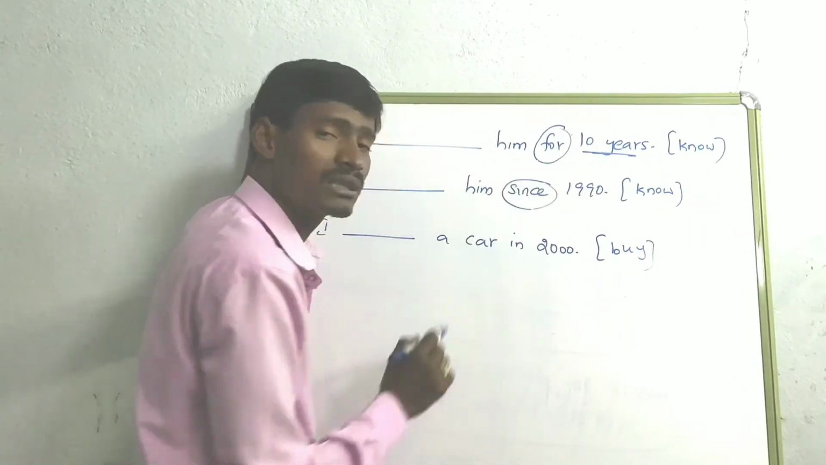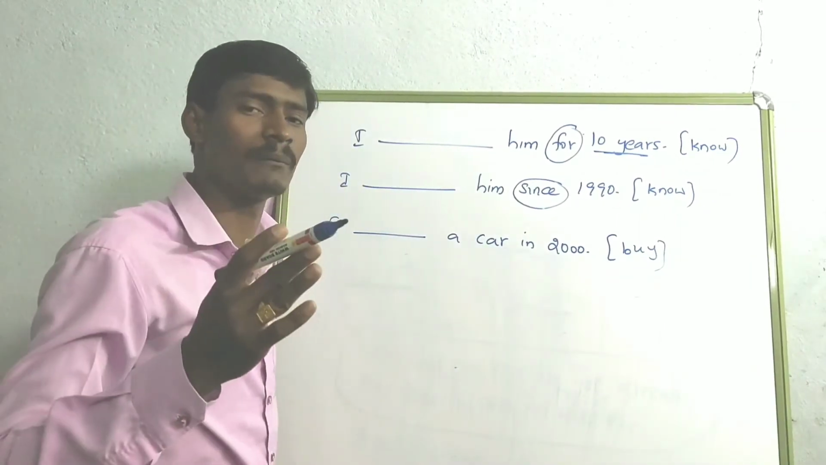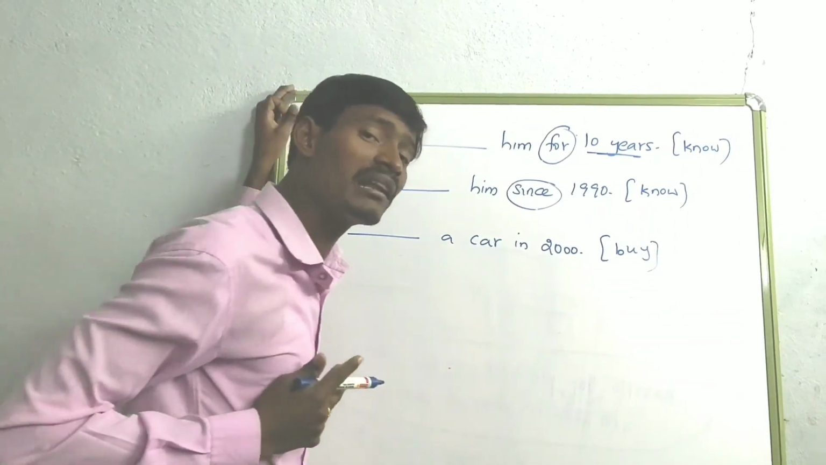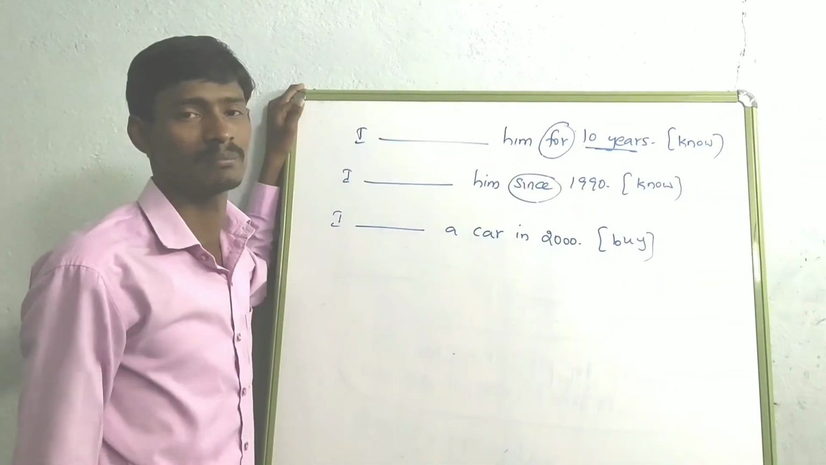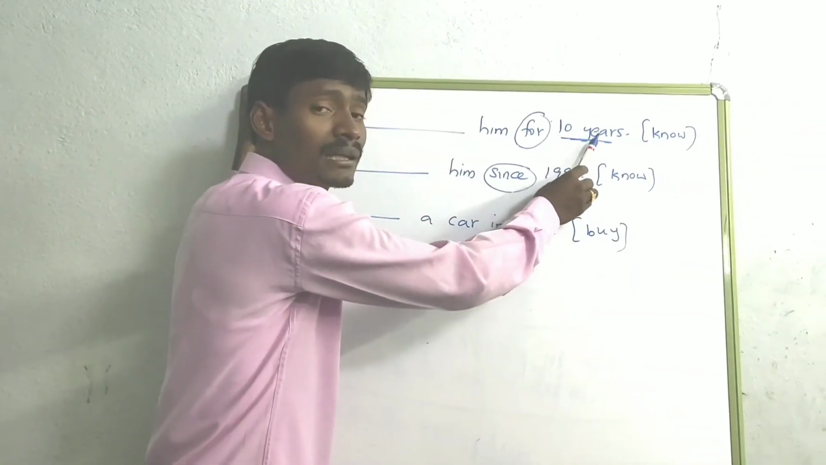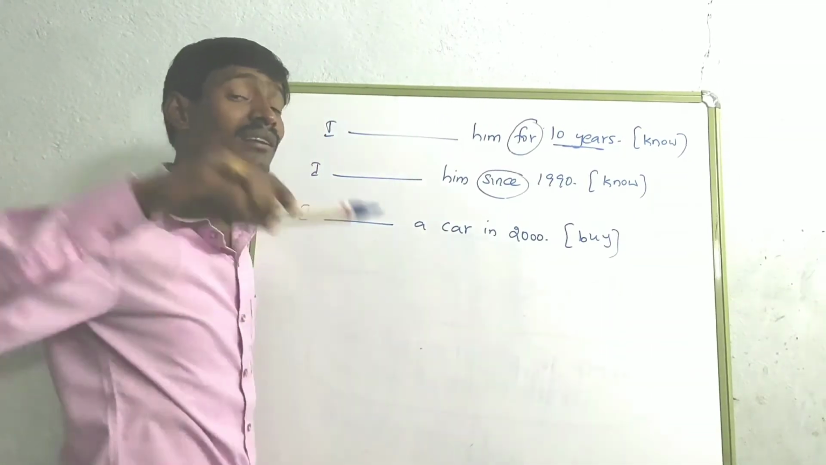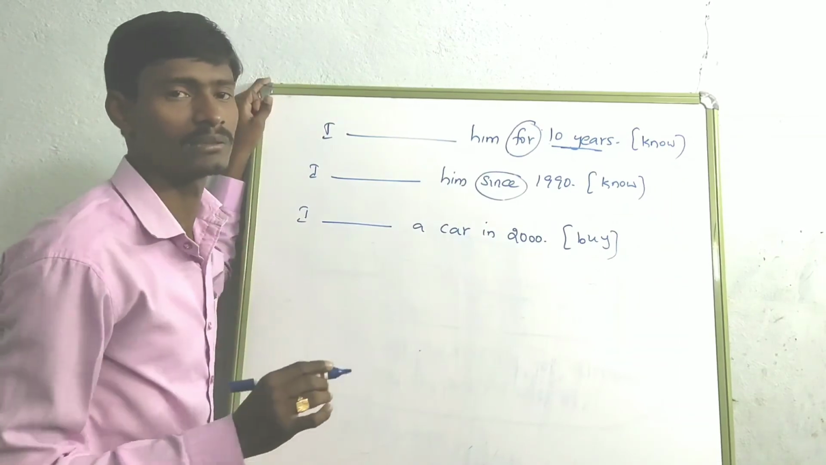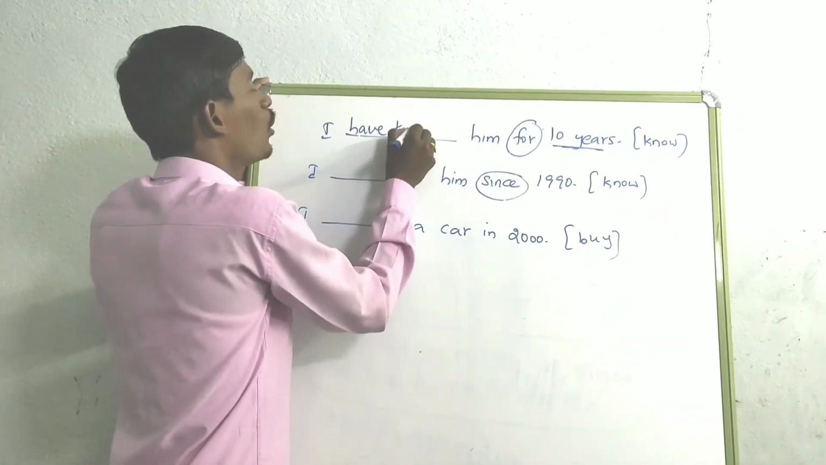You know what is the meaning of this one? For 10 years means 10 years back I came to know him. I knew him 10 years back. From that time even till now I know him. That means it is the linking use of present perfect. The present perfect links the past time to present time. That means for 10 years I know him. Then you have to go for present perfect tense. So I have plus V3, known.